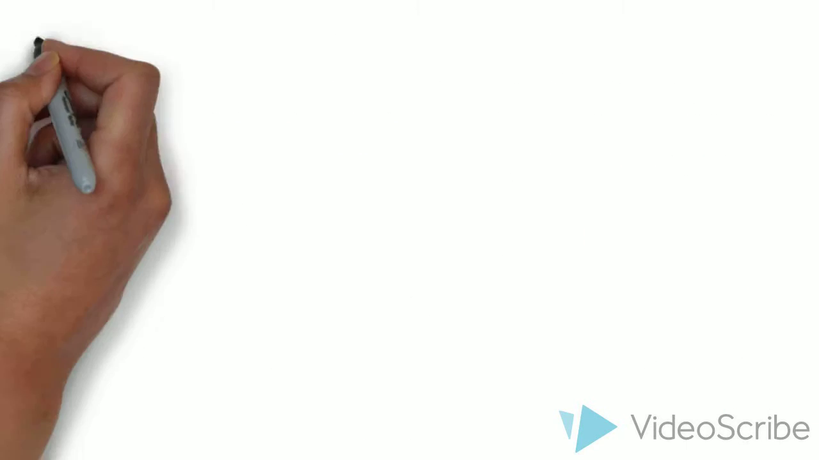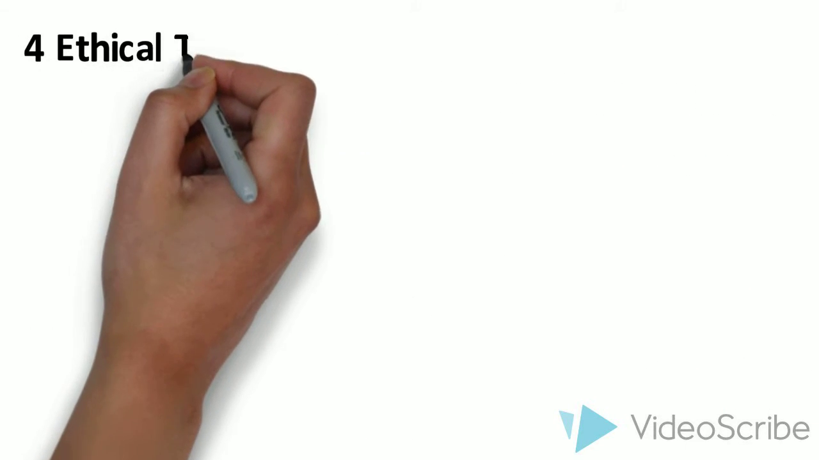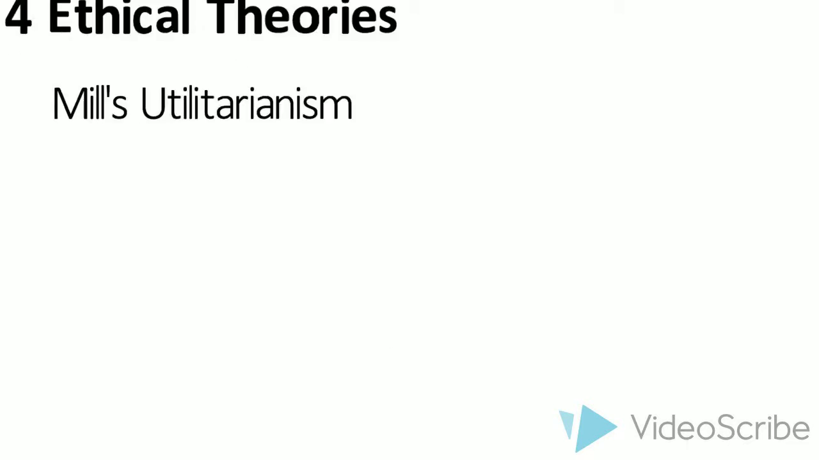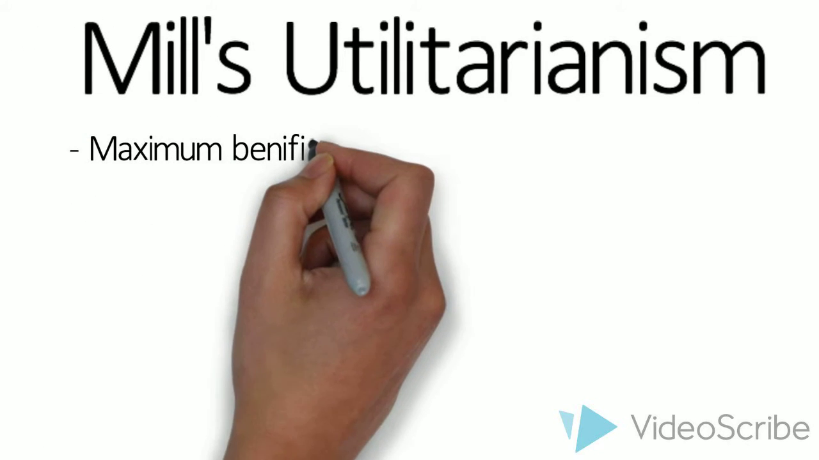So first, we're going to start off with 4 ethical theories that we're going to talk about. The first of the ethical theories is Mill's utilitarianism. Utilitarianism focuses on the maximum benefit for the maximum number of people.